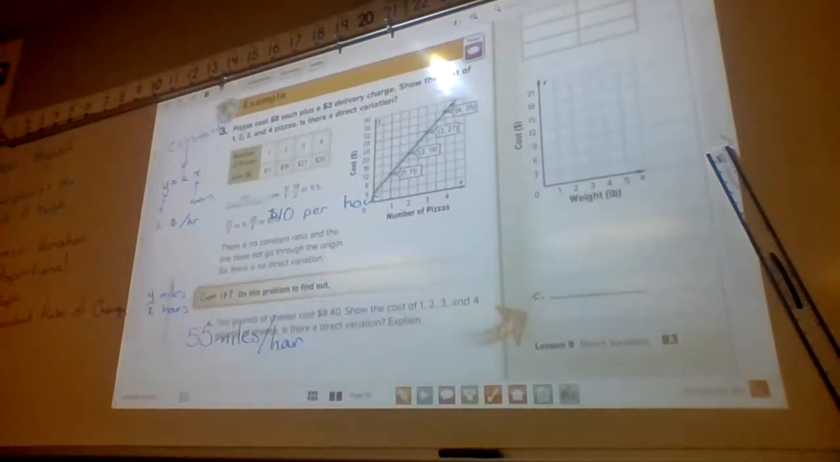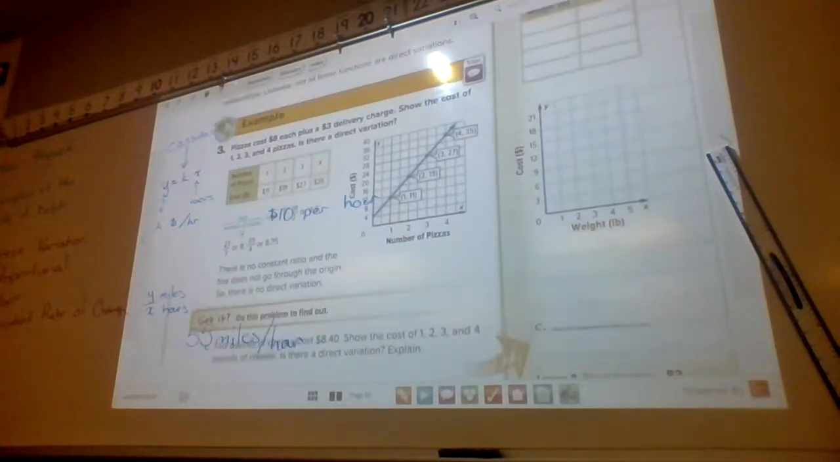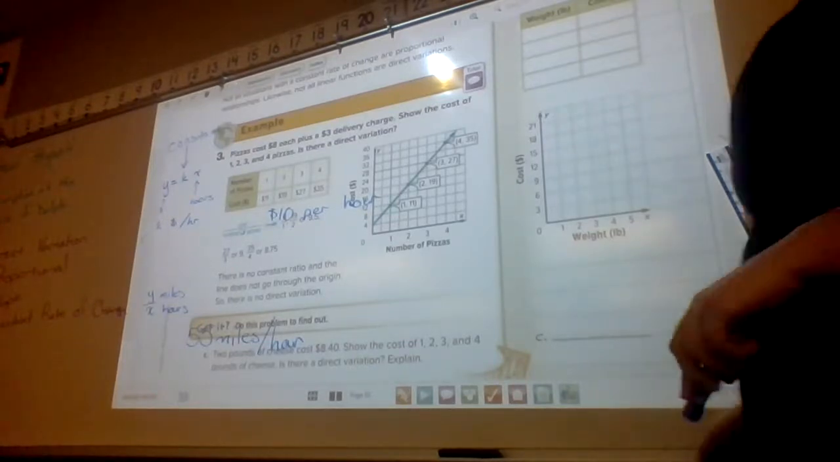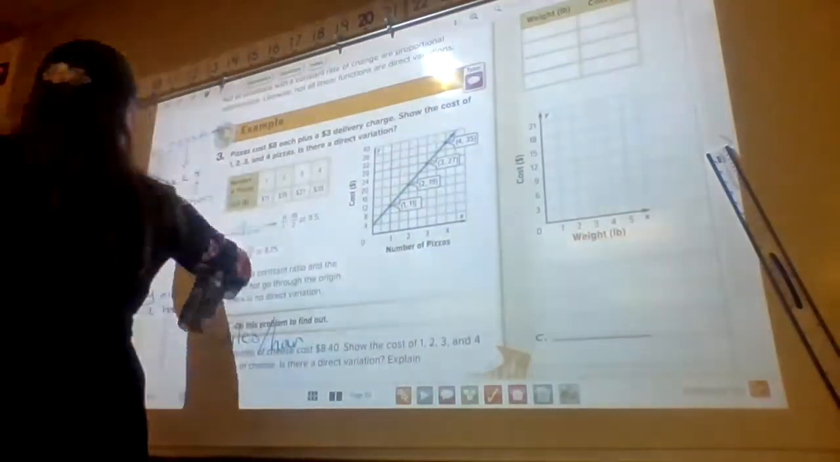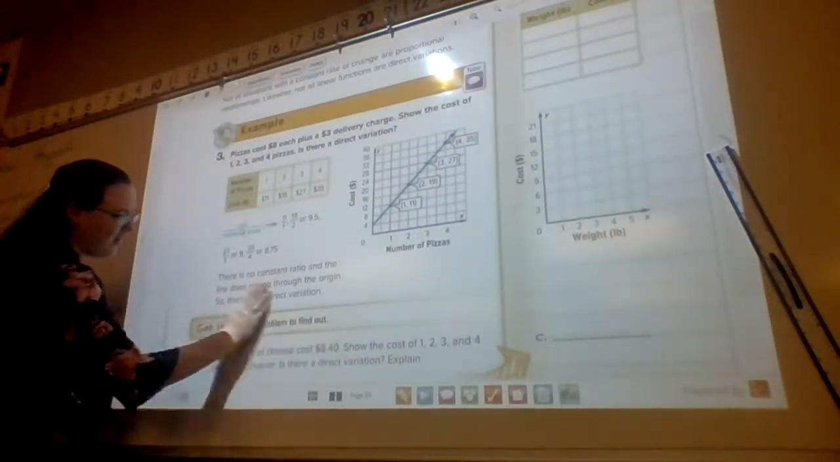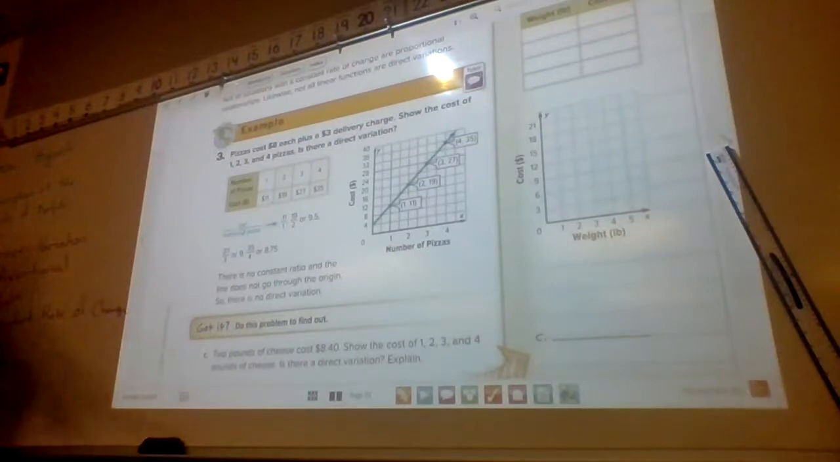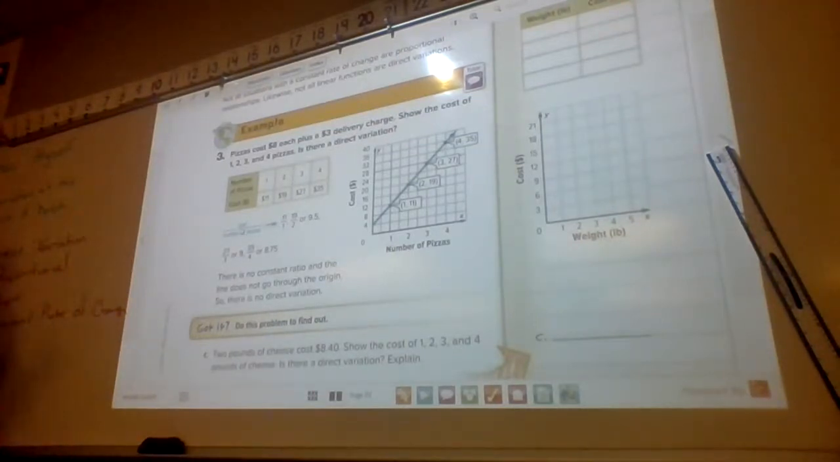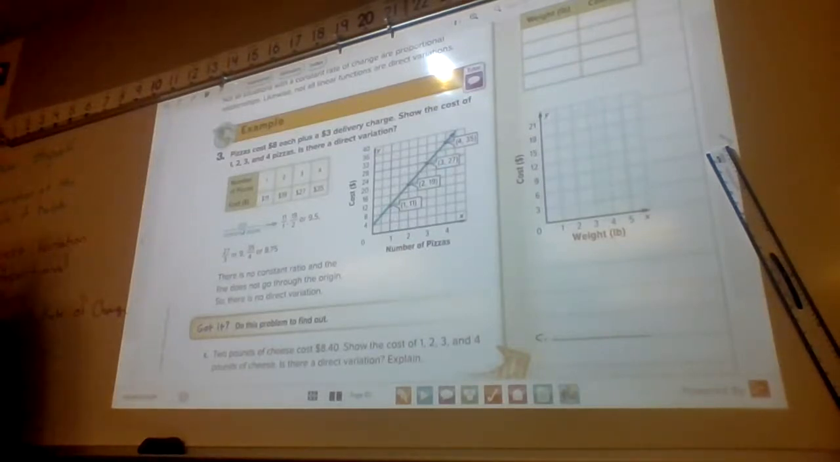All right, so number 3, I'm actually going to skip number 3. I'm going to go to letter C. I have to set my page like this because it gives us everything we need for letter C. Guys, we have already been doing all of this. It says 2 pounds of cheese cost $8.40. Show the cost of 1, 2, 3, and 4 pounds of cheese. Is there a direct variation? And explain.